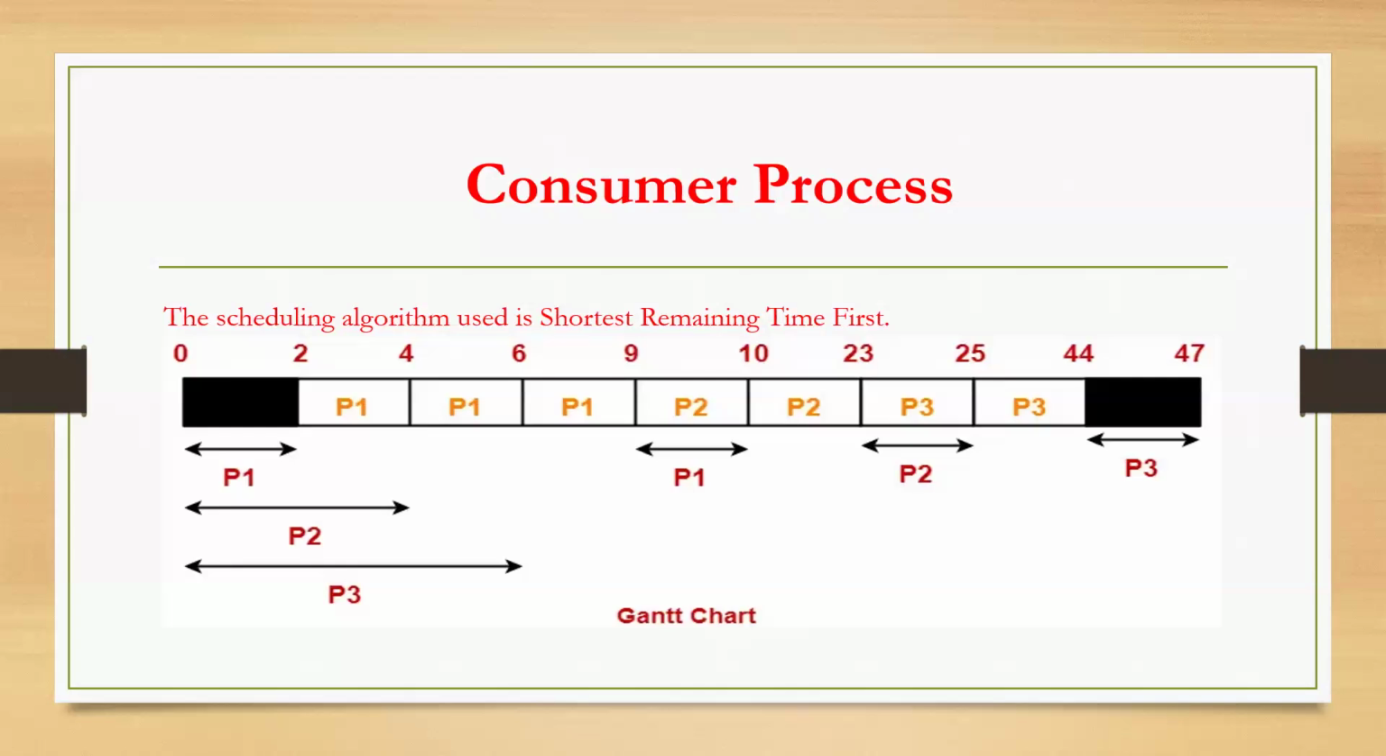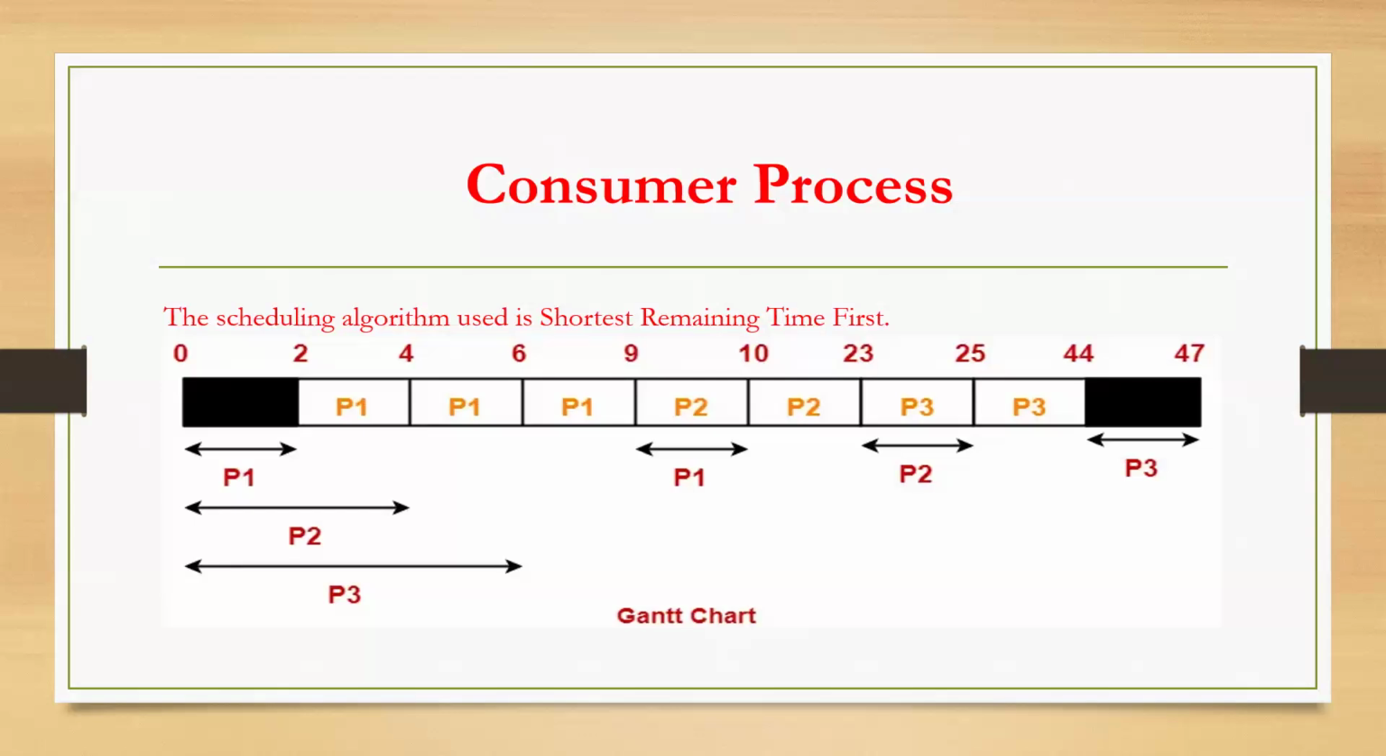Exactly, P2 will start after completing P1, at 9. What is the CPU burst time? 14. So 14 plus 9, 23. P2 will end at time 23. At the same time, P3 becomes ready, since P3 was ready at 6 only. But by shortest remaining time, P2 will be completed first, so priority goes to process P2, and P3 will start at 23.